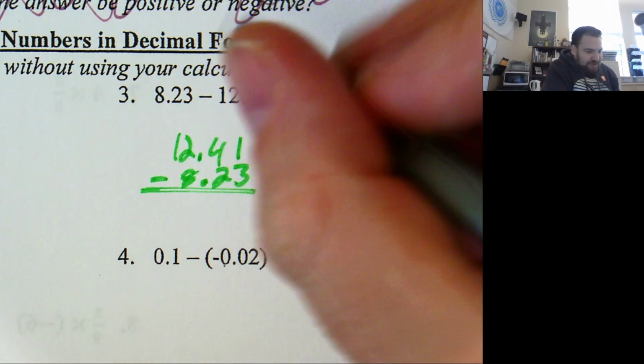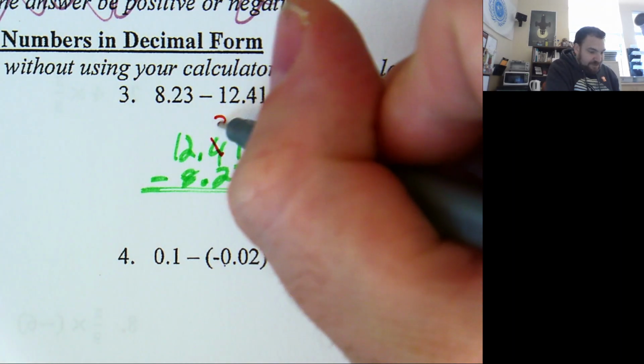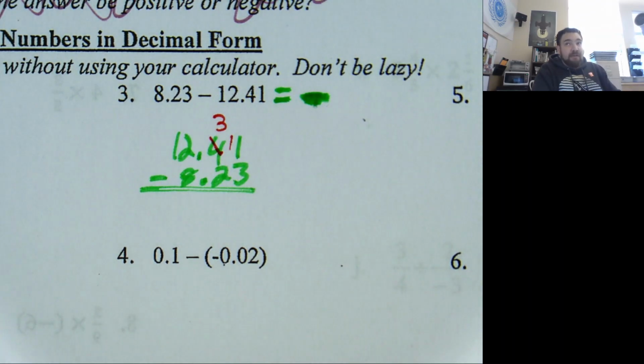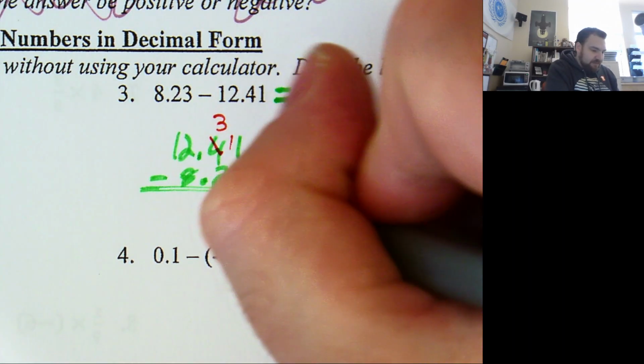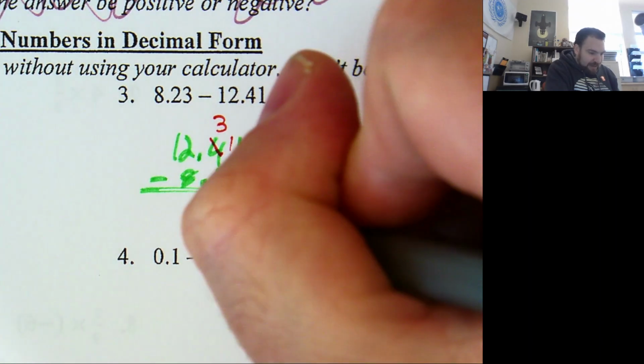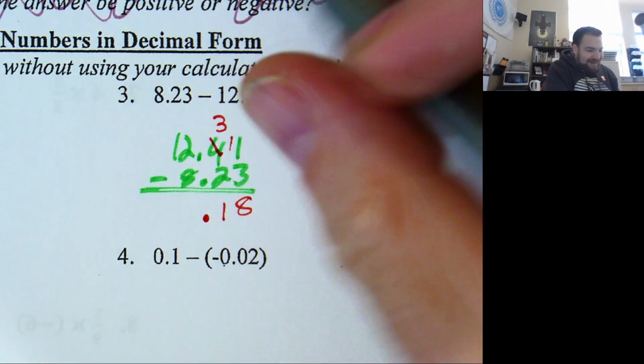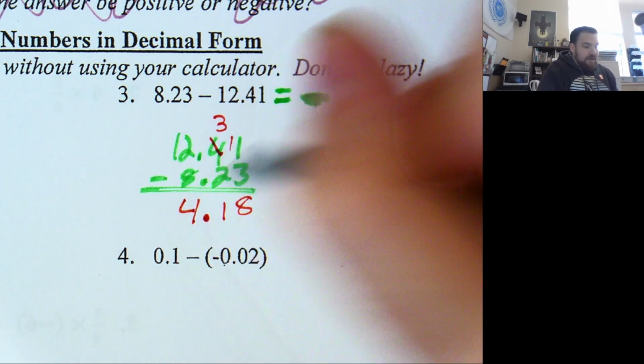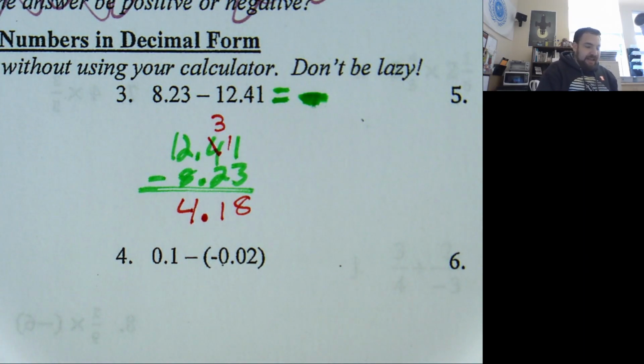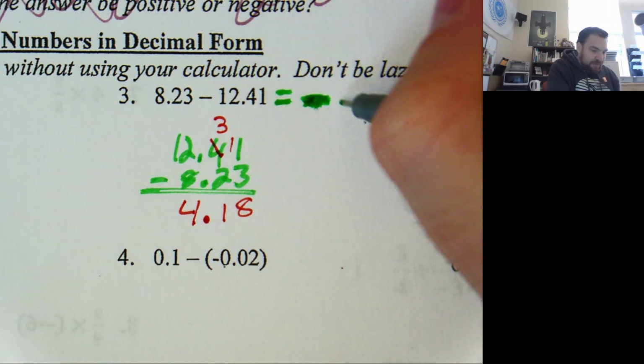3 can't take from 1, so I'm going to borrow from the 4. It becomes a 3. That becomes an 11. 11 minus 3 is 8. 3 minus 2 is 1. Line up the decimal. 12 minus 8 is 4.18, which makes our final answer negative 4.18.